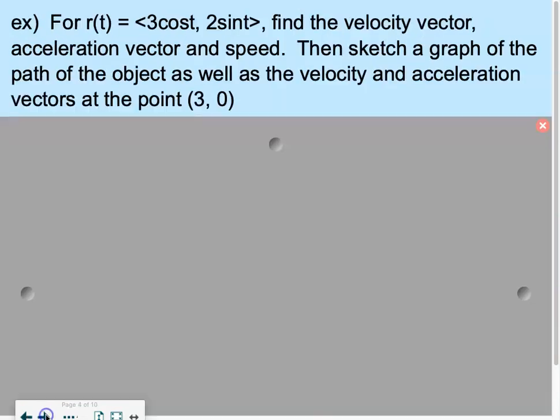Okay. All right. For r of t equals 3 cosine t, 2 sine t, I want you to find the velocity vector, the acceleration vector, and the speed. And then stop there. Find velocity, acceleration, and speed. Then we're going to sketch a graph of the path of the object as well as the velocity and acceleration vectors at the point 3, 0. So go ahead and take a minute, find velocity, acceleration, and speed, and then we'll continue from there.